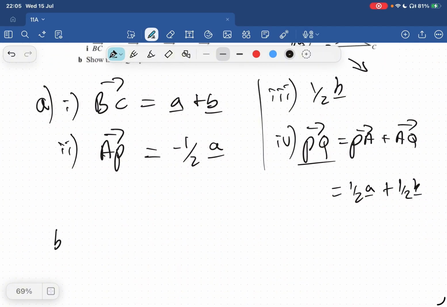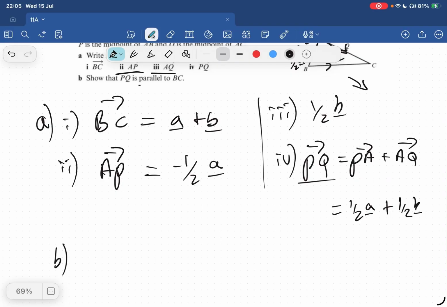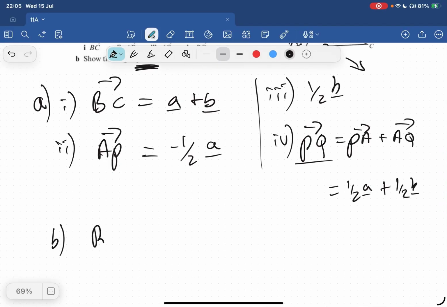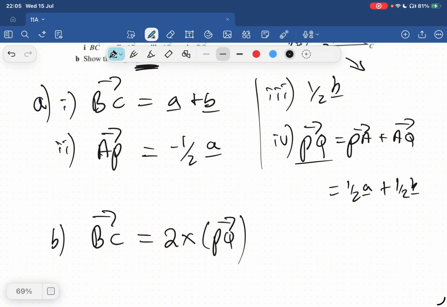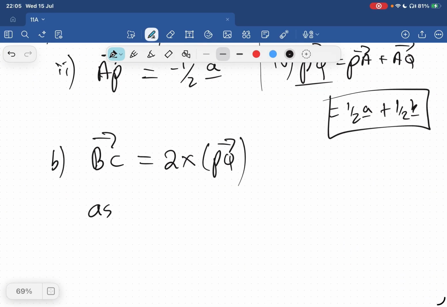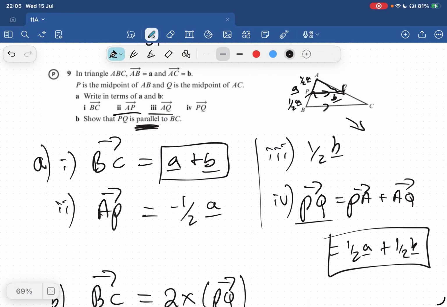All right, now part b, show that these are parallel. Remember, for parallel we need to share a scale factor. So we've got B to C is 2 times P to Q, because 2 times a half would be a plus b, which is P to C. So this means the scale factor is 2. They are parallel. And that ends the question.